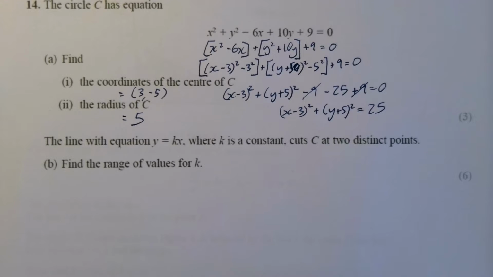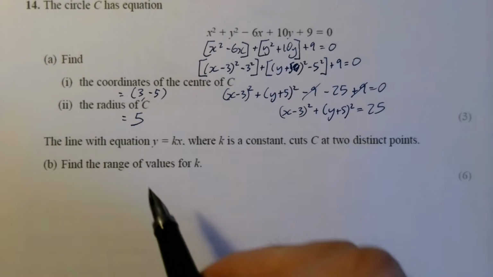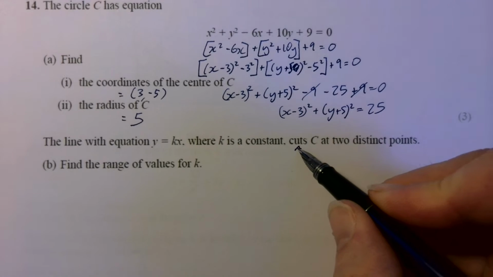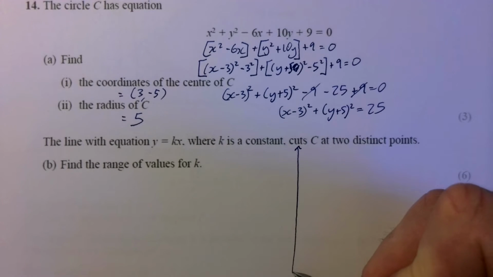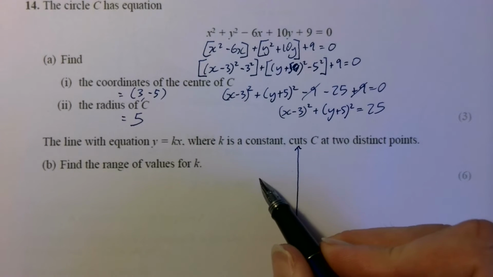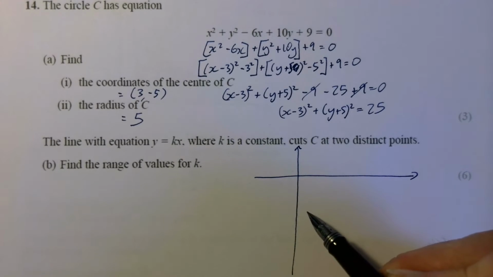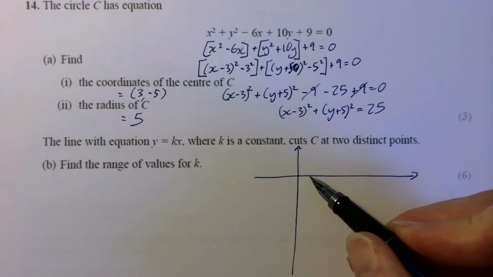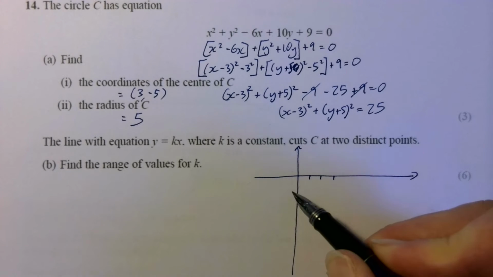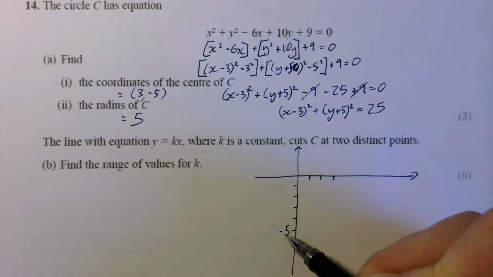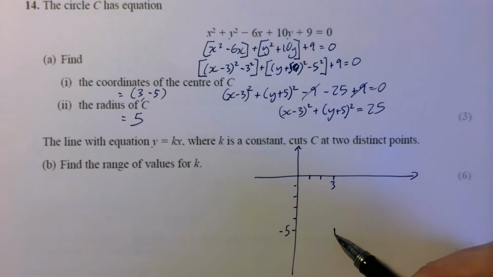Now, this is where it gets a little bit juicier. It says the line with the equation y equals kx, where k is a constant, cuts C at 2 distinct points. So I would start by making a sketch. You can definitely pick up a mark or two at the beginning and get yourself into the question by doing that. I've started it up there because our centre is at 3, -5. So that's the centre.